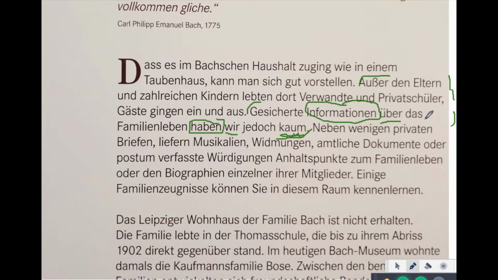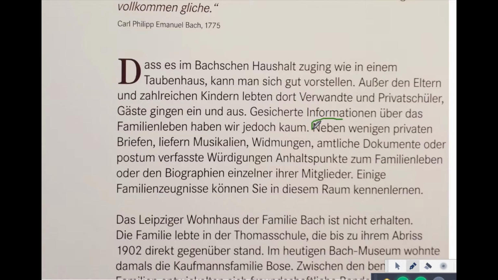Okay, going on. Neben wenigen privaten Briefen liefern Musikalien, Widmungen, amtliche Dokumente oder posthum verfasste Würdigungen Anhaltspunkte zum Familienleben. Okay, let's stop right there. This is a more complicated sentence, and it'll really show you the value of identifying the core sentence as we do it one by one.